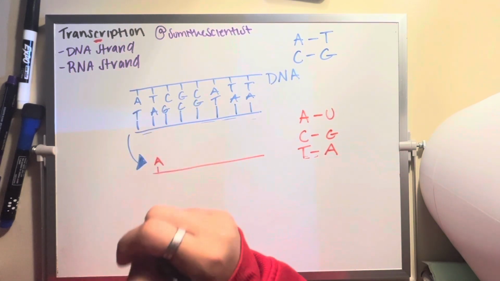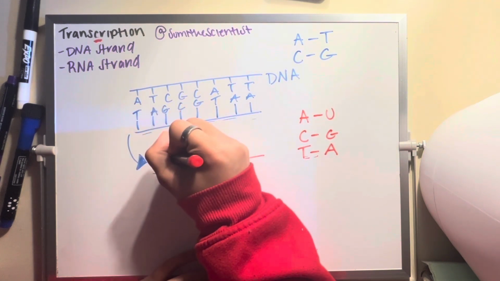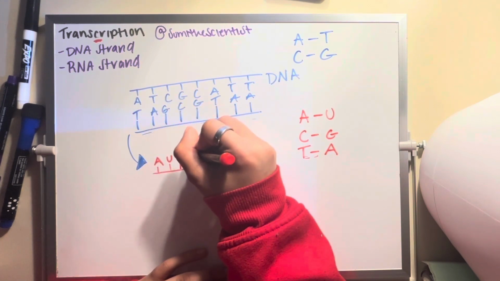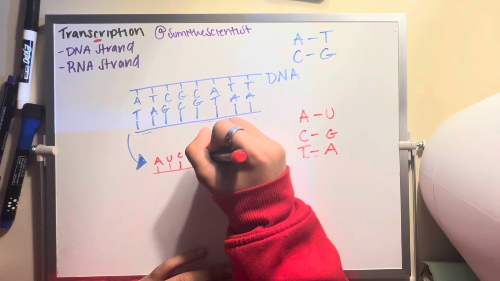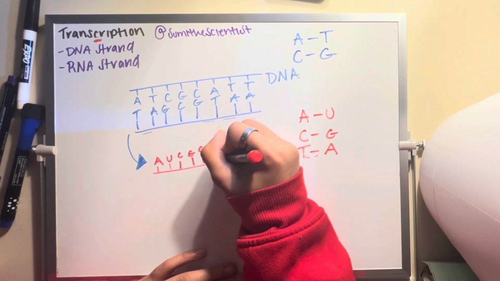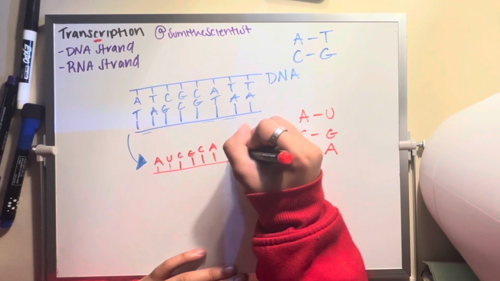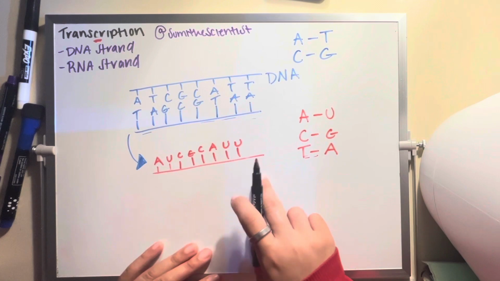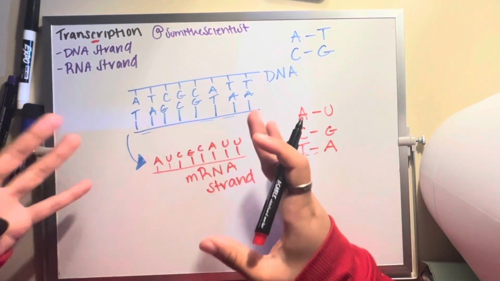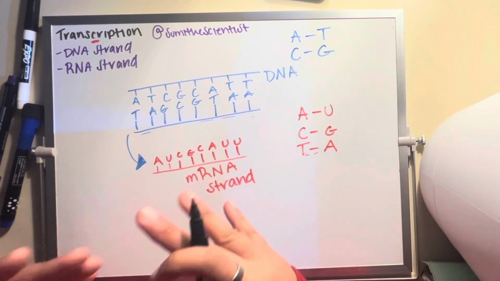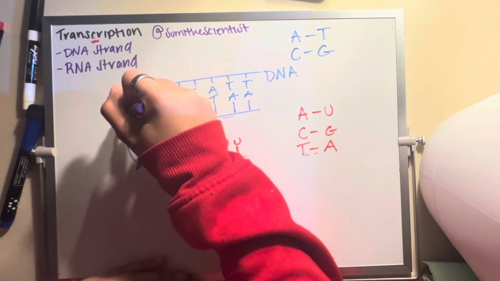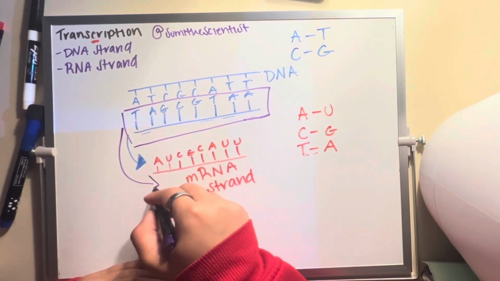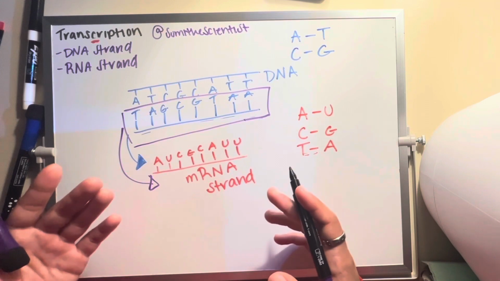So we have T, A, and then A goes with U, right? G goes with C, and then C goes with G, and then G goes with C, T goes with A, and then we have our two A's at the end, which go with U. Okay, and this process is transcription. This is literally what it is. We are transcribing this bottom DNA strand, right? And we're converting it into an RNA strand, essentially, is what we're doing.